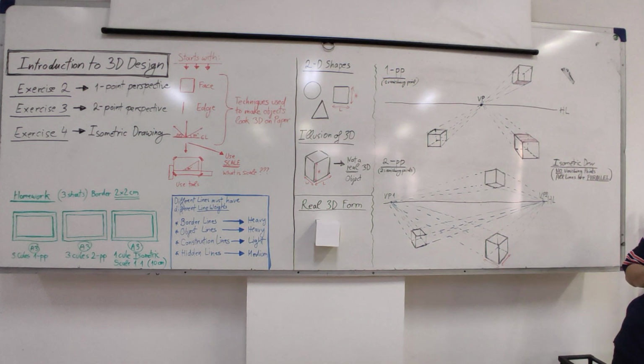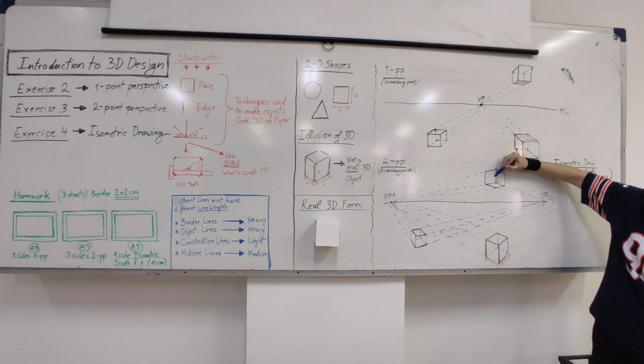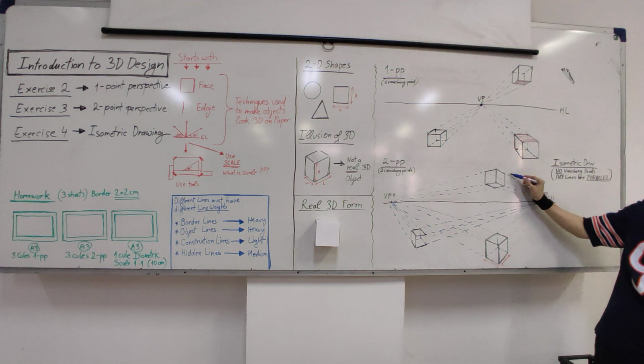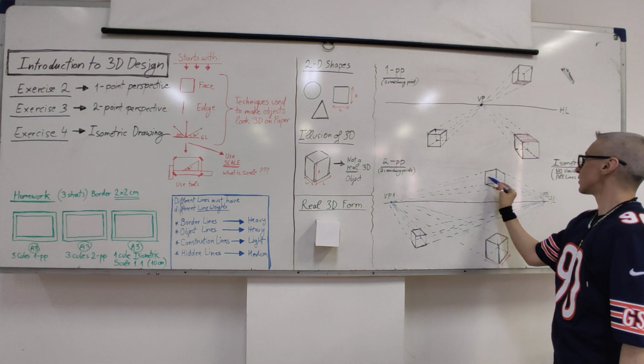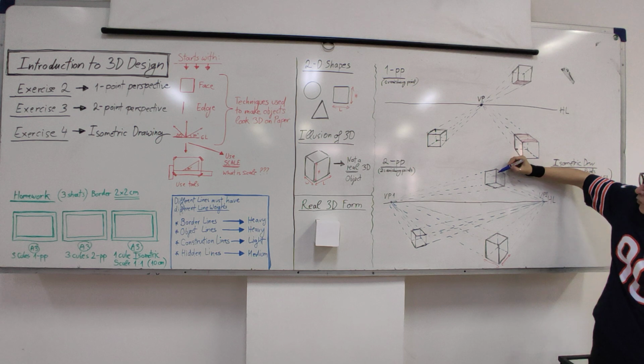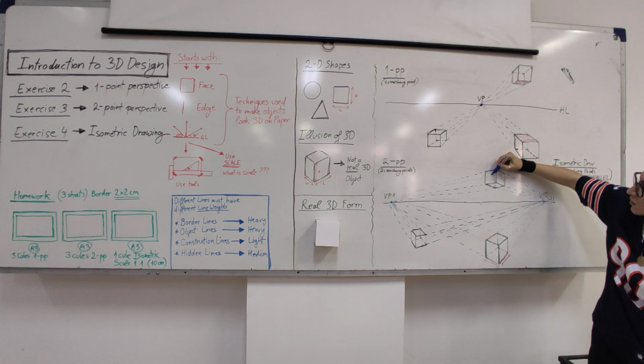Now here, what will happen here? This point to this vanishing point, and this point to that vanishing point. Where they intersect with this corner, straight line down, and it's finished.